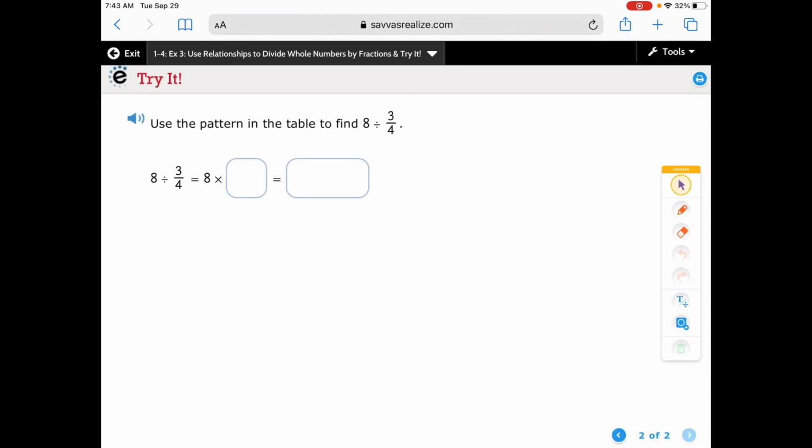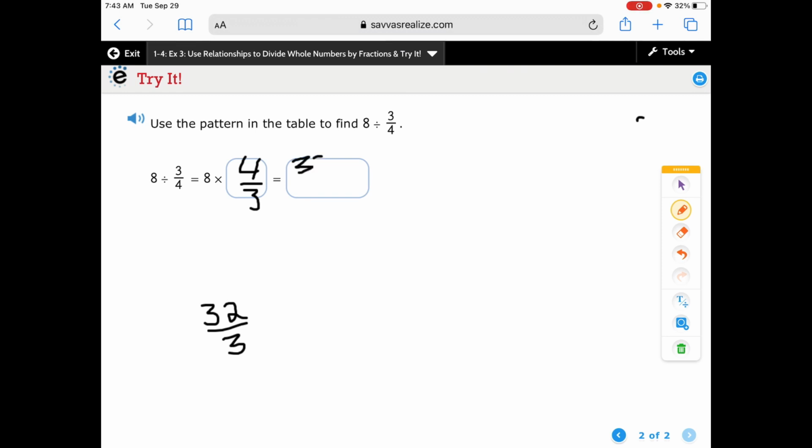And then if we look at the try it here on the bottom, all right, so we have 8 divided by 3/4. So for the first box, we should know that we're going to take the flip of this, which is 4 over 3. All right, and then we just multiply across, so 8 times 4 is 32 over 3.